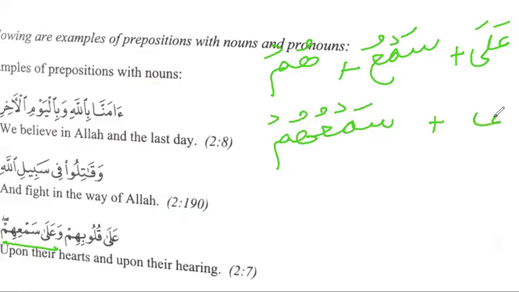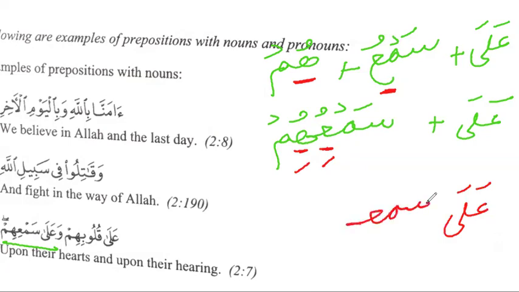But I want to add ala to it. This ala is going to have an impact where and where? It is going to impact the last letter of the first word, which is a noun, and the first letter of the pronoun, and turn them into a kasra. And now I will have ala sam'ihim, upon their hearing. Is that clear?